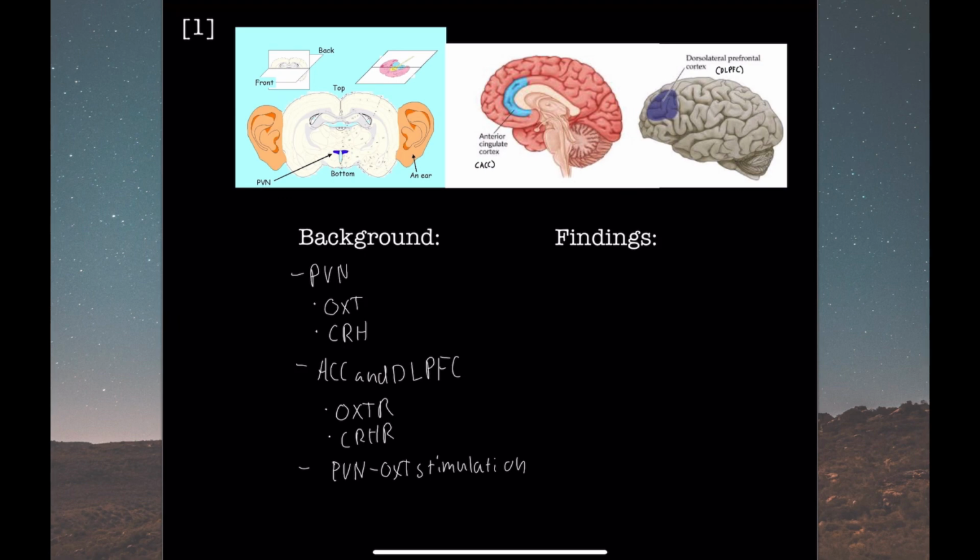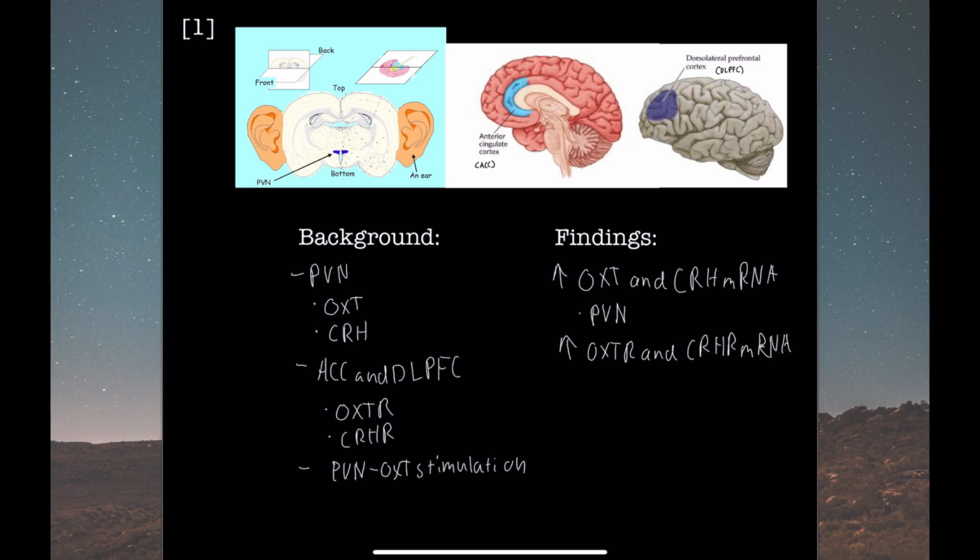They then stimulated mice's paraventricular nucleus for oxytocin, and overall their findings were that they found an increase in oxytocin and corticotropin releasing hormone mRNA within the paraventricular nucleus, and the receptors for both of them being increased in expression in the dorsolateral prefrontal cortex. From stimulating the mice's oxytocin, they found that there were mood changes in ways of depression and mania.